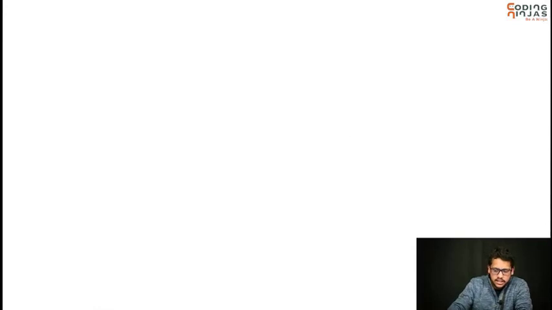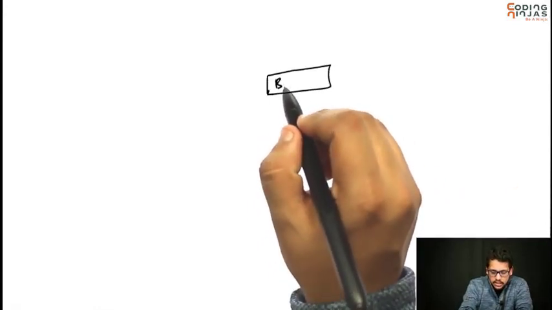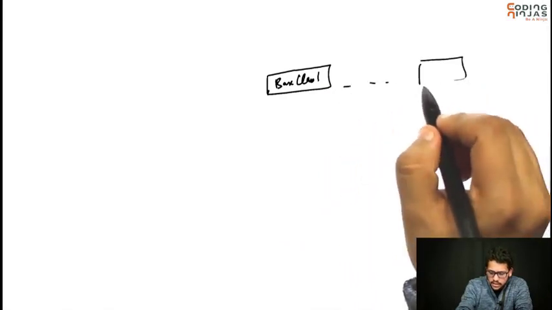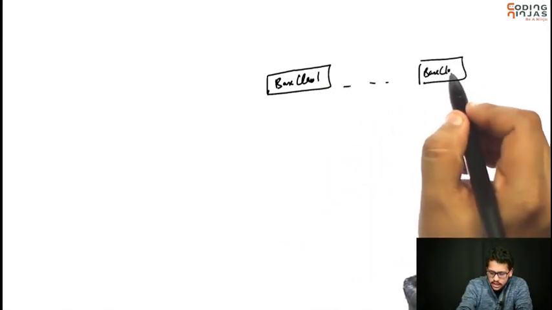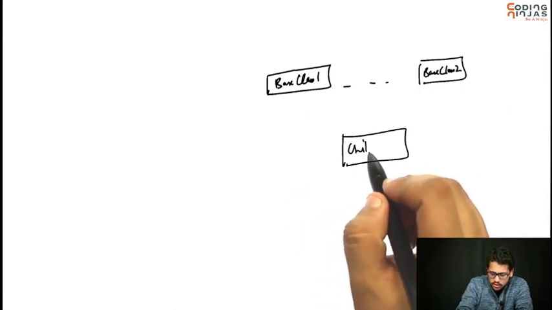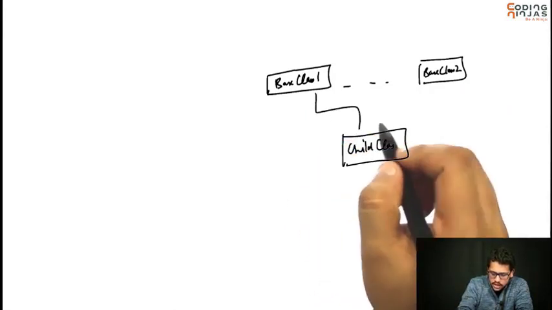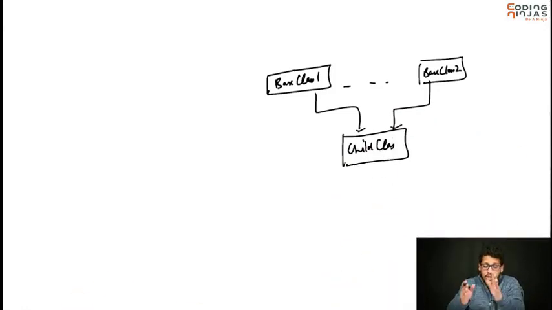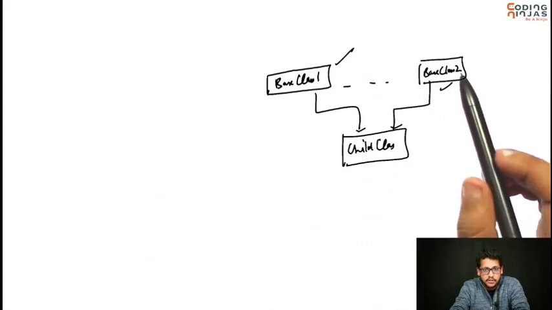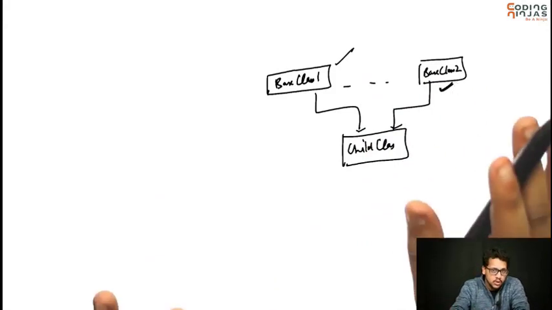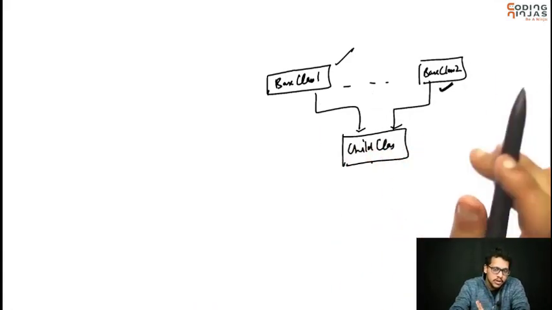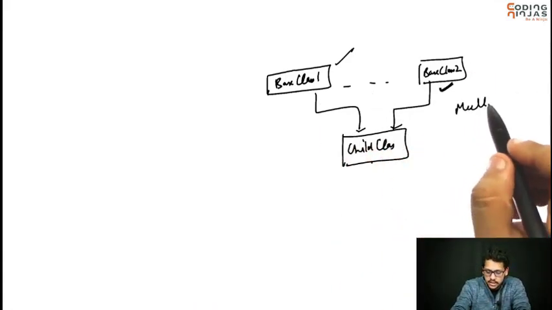What multiple inheritance is, you can have multiple base classes: base class 1, base class 2, base class 3, etc. Let's say I have two base classes. My child class is inheriting properties of base class 1 as well as base class 2. So I am inheriting all the properties and the methods of base class 1, and all the properties and methods of base class 2 as well. So the child class has both properties and methods of base class 1 and base class 2. This is what multiple inheritance is.